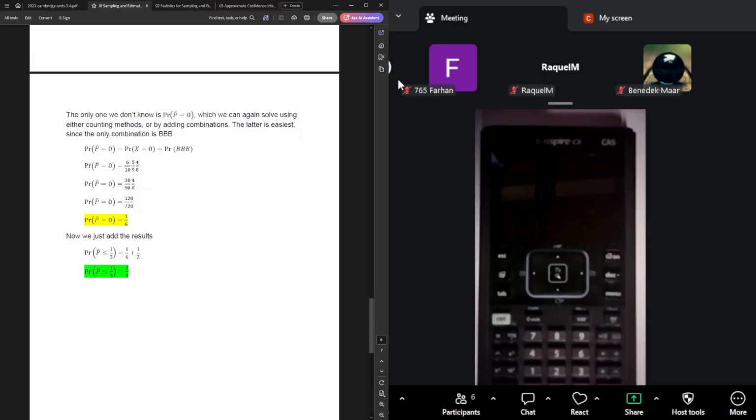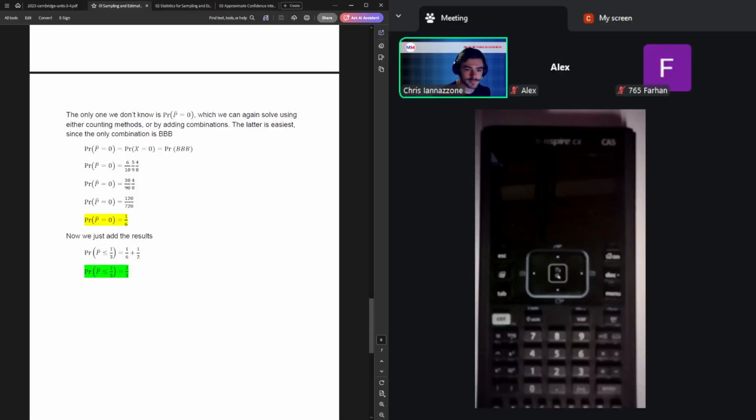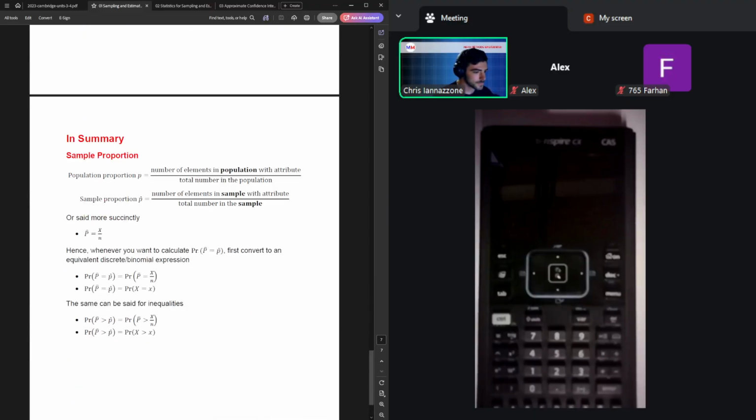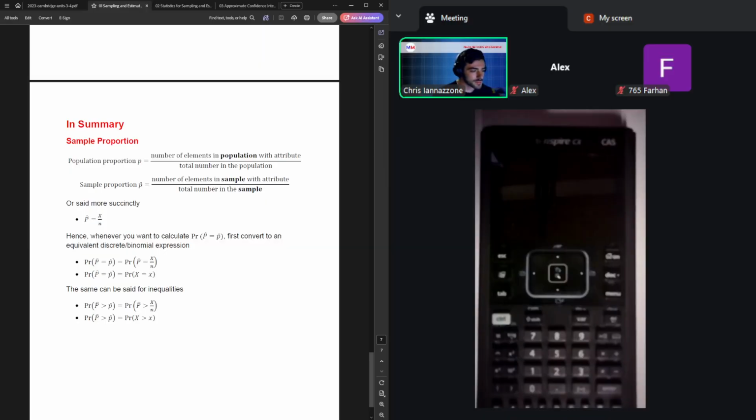Any questions? Cool. That's the fundamentals there. So basically with discrete, all you have to do is one stage at the very beginning, which is convert your p-hat statement into an equivalent probability of x statement, right? Converting your fraction into an integer. And then once you have that, you're now happy to go ahead and do exactly what you've done before with discrete or binomial, depending on what's relevant.